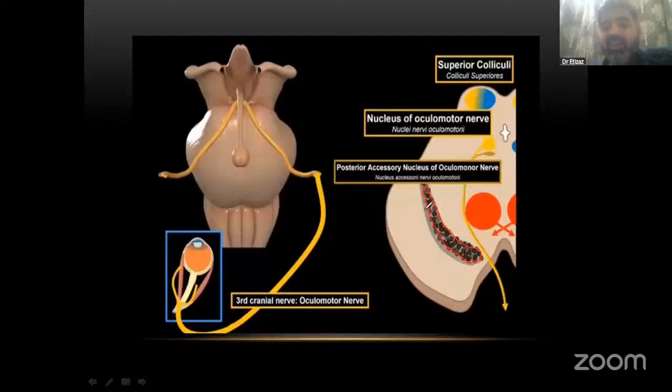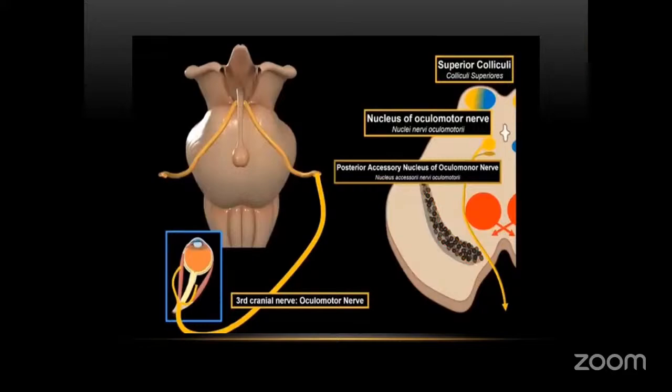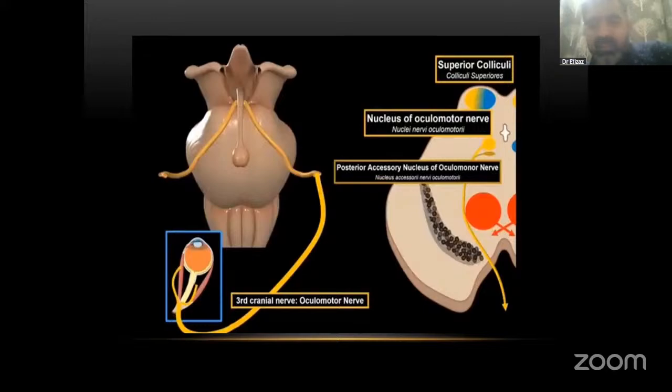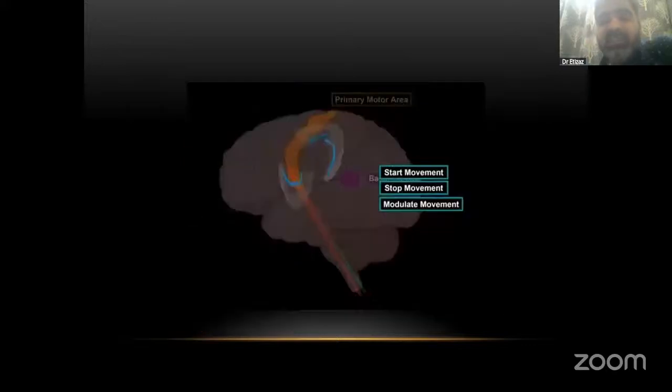Okay, what is the importance of this substantia nigra? Parkinson's disease, dopamine. The neurotransmitter dopamine is there. So how does it work? It actually works in association with the basal ganglia. How does it work with the basal ganglia?